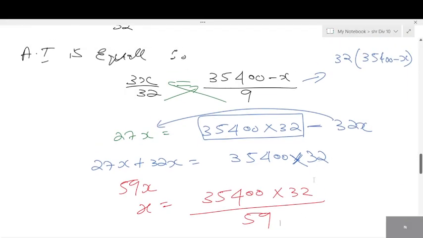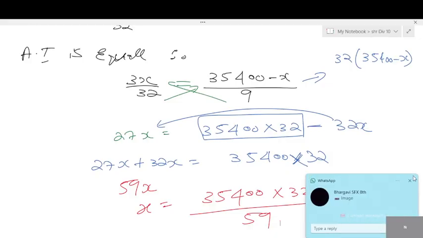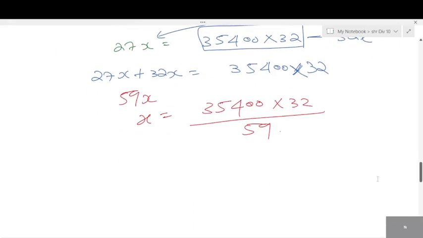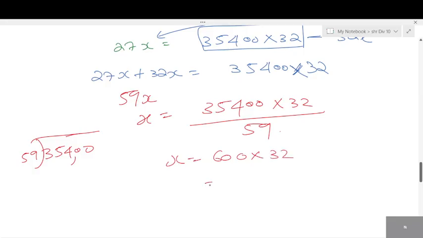If you try to multiply with 32, again lengthy calculation. You would simply waste 2 or 3 minutes for that. Divide 35,400 by 59. What's the answer? 600. Okay, x is equal to 600 into 32. What is the value of x? X is 19,200.